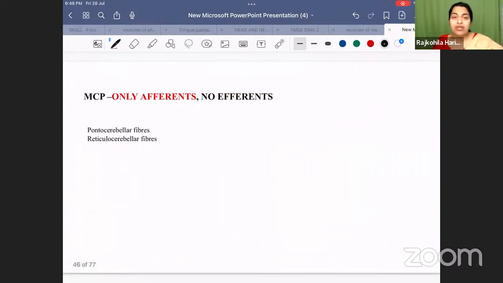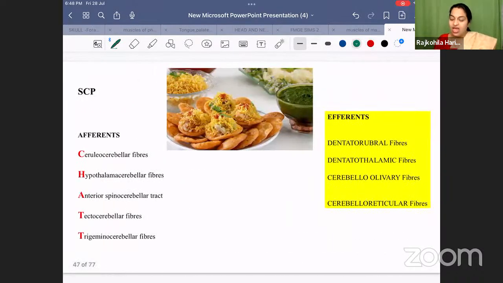And middle cerebellar peduncle, please remember, there are no efferents. It's only the afferents. It's only from the pons to the cerebellum, the pontocerebellar fibers, right? And superior cerebellar peduncle also, I've just put a mnemonic for you to remember easily. You can make a note of it. And of these, the important one is this one.